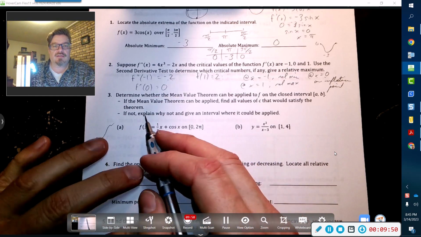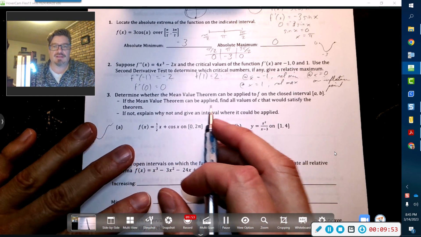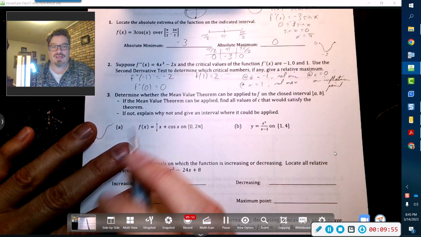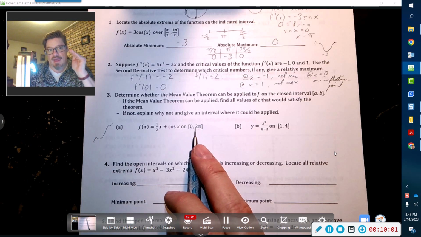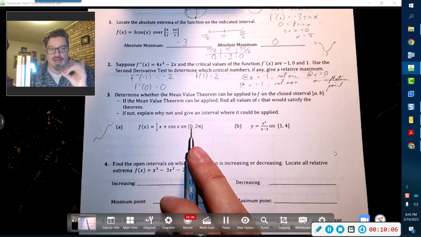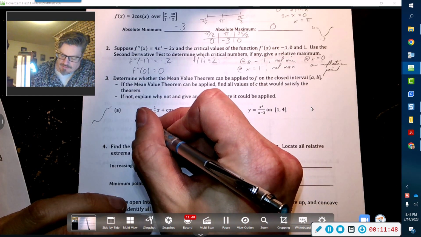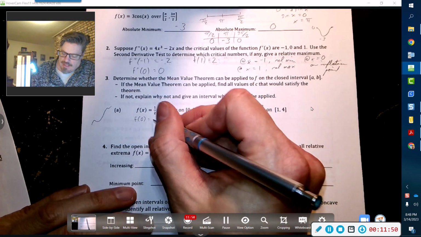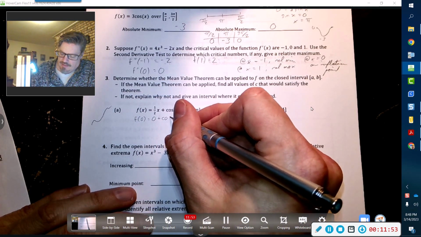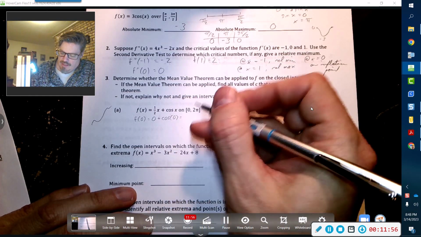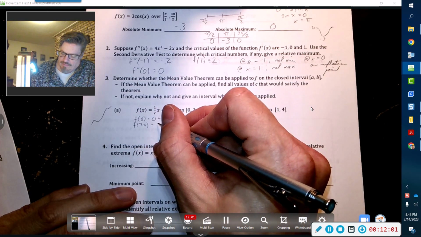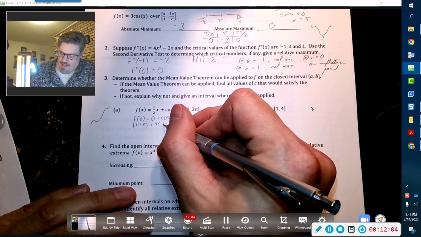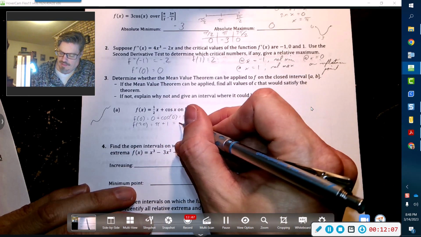So to find the c that would satisfy the theorem, along this interval we're going to find the average rate of change, and then we want to find the c value that equals that. Let's go ahead and do f of 0. That'd be 0 plus cosine of 0, and that's going to be 1. So f of 2 pi is 1/2 times 2 pi, which is pi, plus the cosine of 2 pi, which is 1. So we got that.